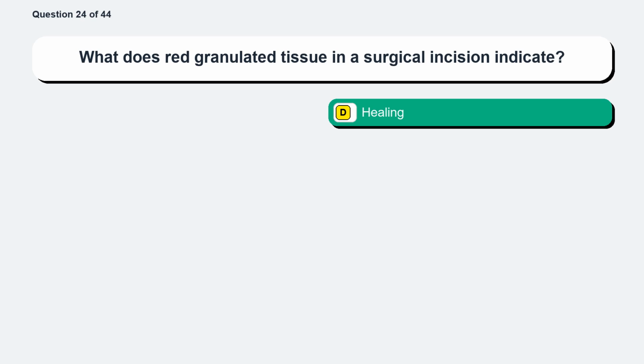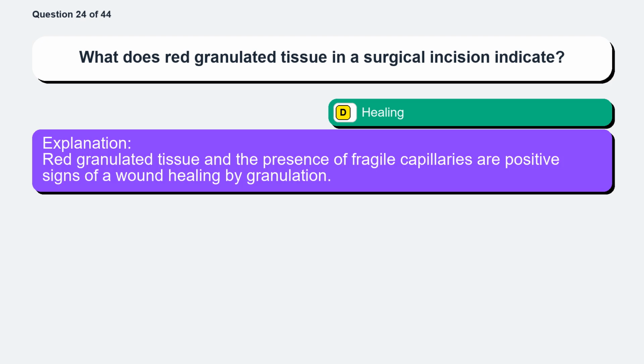The correct answer is option D, healing. Red granulated tissue and the presence of fragile capillaries are positive signs of a wound healing by granulation.